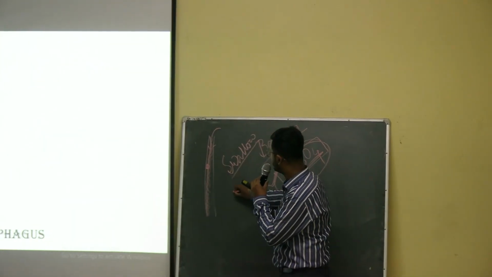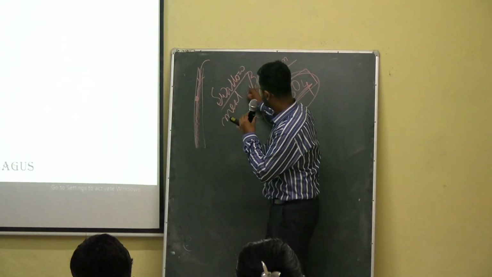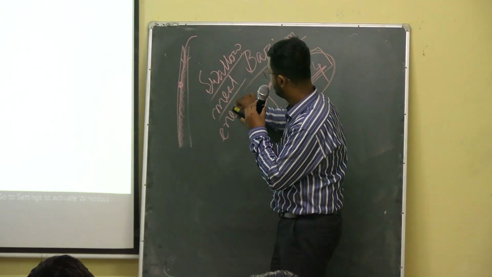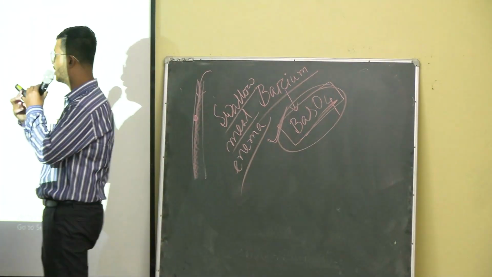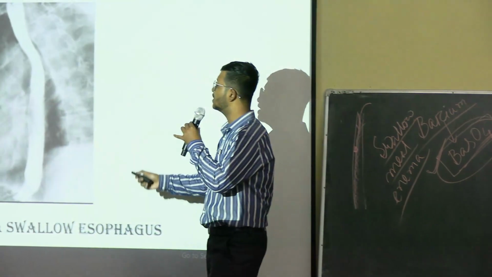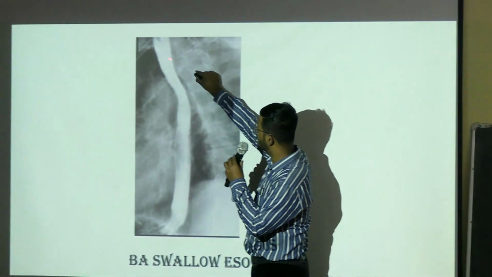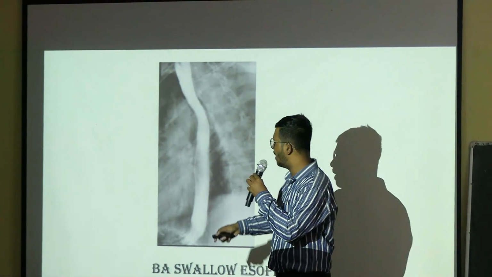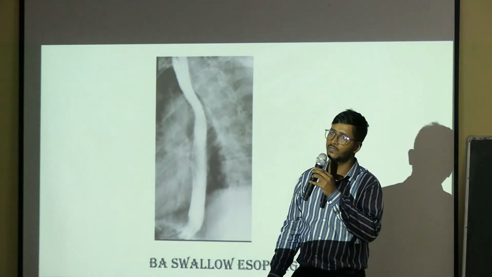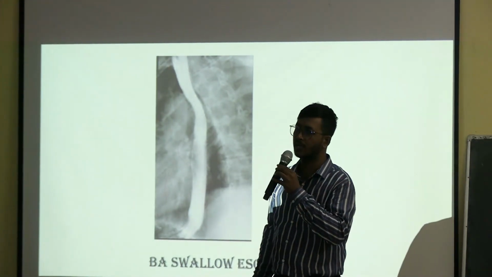Then there is barium meal. And finally there is barium enema. Okay. Barium swallow, barium meal and barium enema. Barium swallow is nothing but the substance going up to the last part of your esophagus. That is the part of barium swallow.